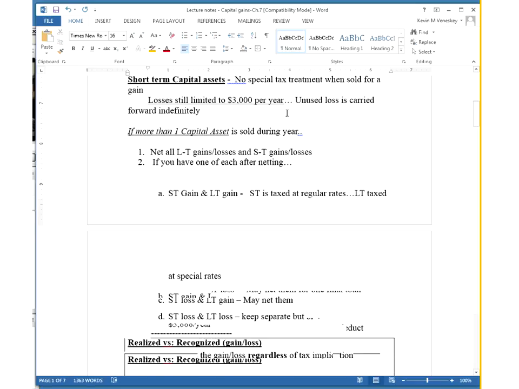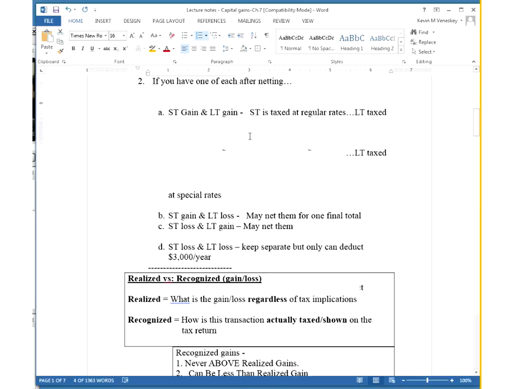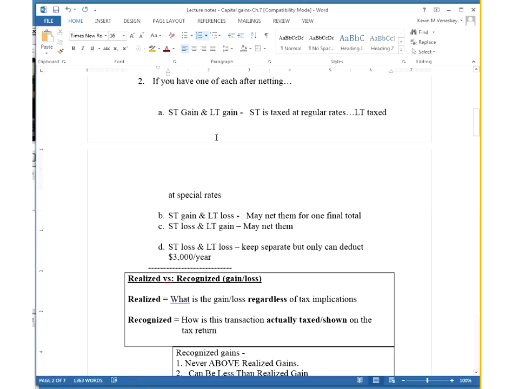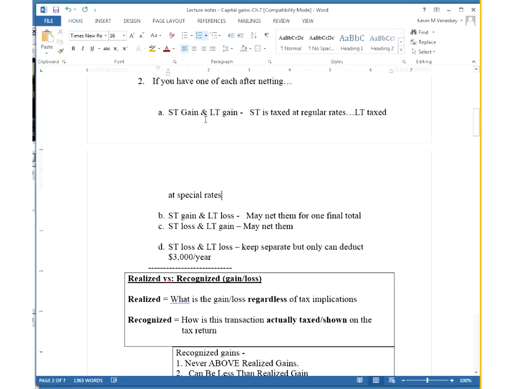Now, with netting rules, combining things, tax law does have a certain way that they want you to do this. First off, they want you to net all long-term gains and losses. So anything that's long-term, you get one final number. Anything that's short-term, do the same. And then possibly net the rest of it or not, depending on which situation out of the four that you could possibly have when you've netted your long-term and short-term. So if they're both gains, you have to keep them separate because short-terms are taxed differently than long-term.